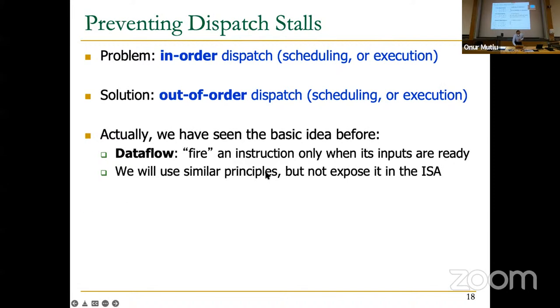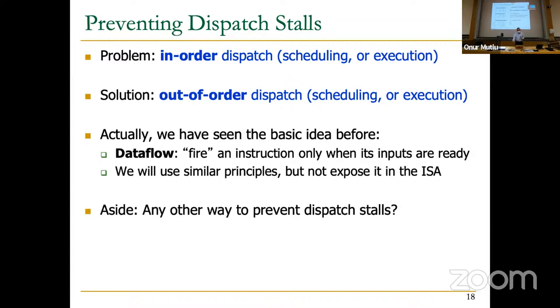Okay. But the key difference will be that we're not going to expose this to the ISA. This is all going to happen without the programmer's knowledge. The programmer will still write sequential code. They will assume the code is sequentially executed because all of the architectural values are updated sequentially, the von Neumann model. But underneath, the hardware will break that sequentiality.